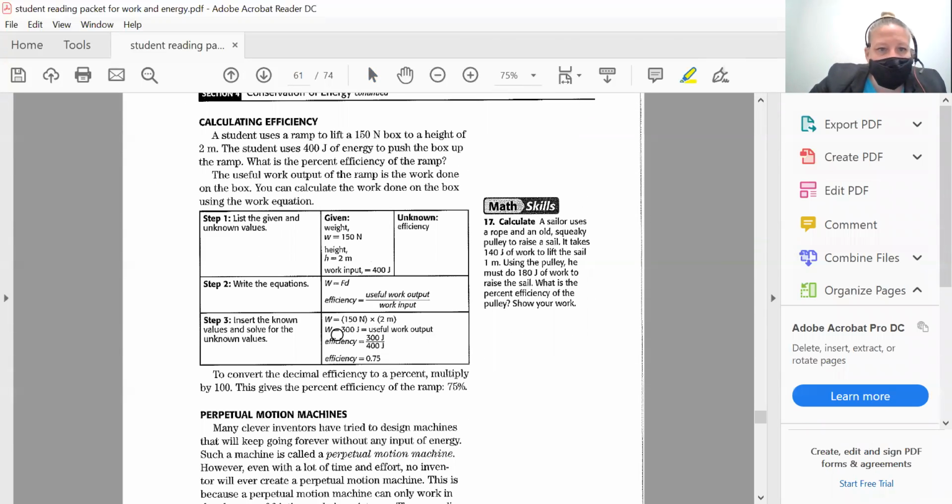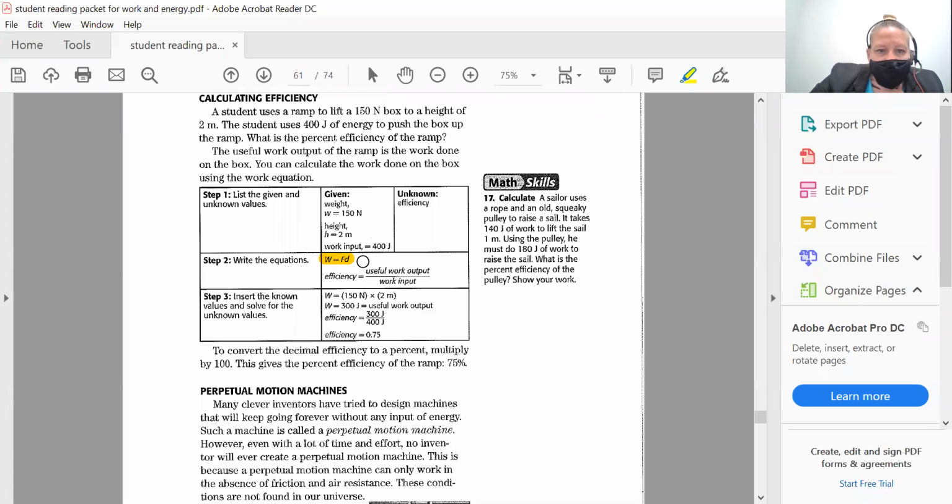Okay, calculating efficiency. A student uses a ramp to lift a 150 newton box to a height of 2 meters. The student uses 400 joules of energy to push the box up the ramp. What is the percent efficiency of the ramp? The useful work output of the ramp is the work done on the box. So we have to find work first, okay? Work is force times distance. So this is 150 newtons times 2 meters, because that's the distance, and we get work is 300 joules. And the student we know uses 400 joules. So we take 300 divided by 400, and we get 0.75 or 75% efficient.